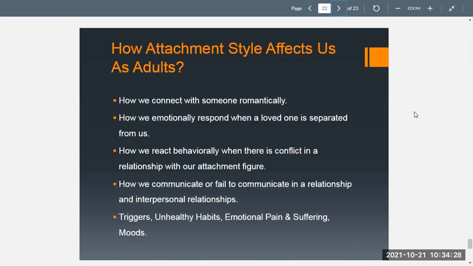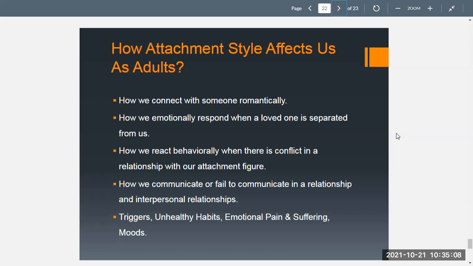Okay, so how attachment style affects us as adults. It affects us by how we connect with someone romantically as adults, how we emotionally respond when a loved one is separated from us, how we react behaviorally when there is a conflict in a relationship with our attachment figure, how we communicate or fail to communicate in interpersonal relationships. It affects us by the form of triggers, unhealthy habits, the emotional pain and suffering we experience or cause on ourselves. It affects our moods. And in some cases, it could paralyze us.